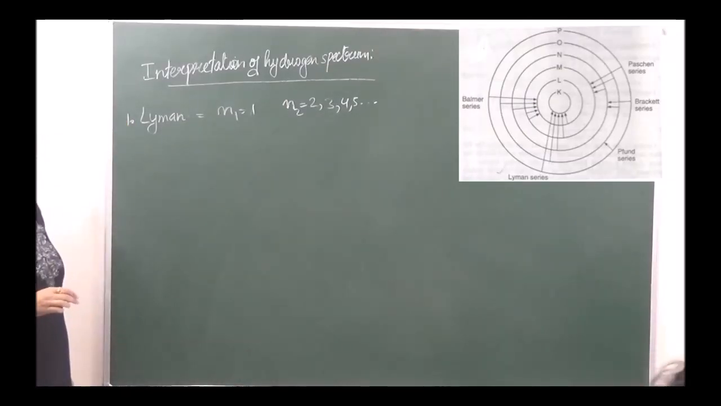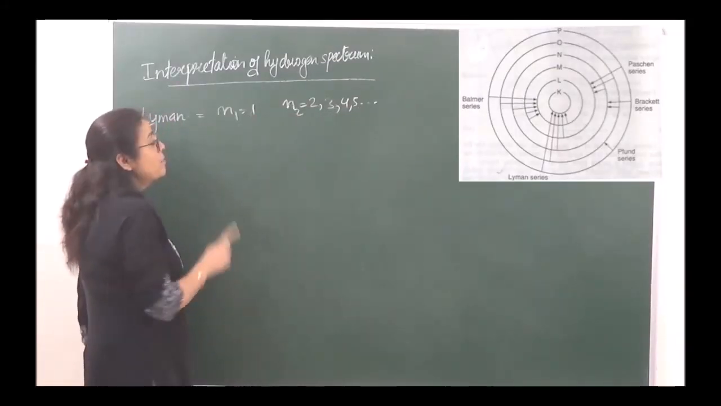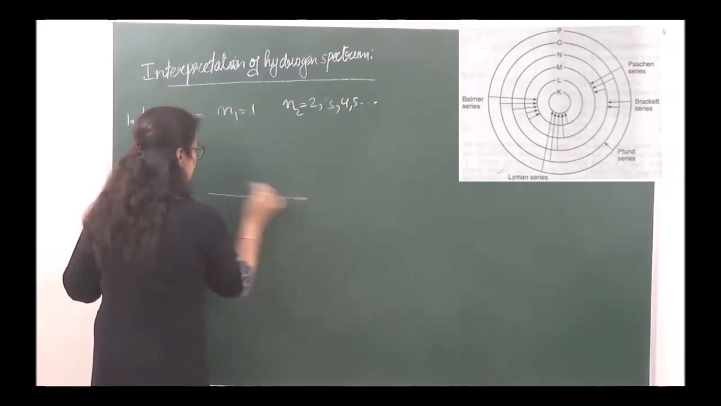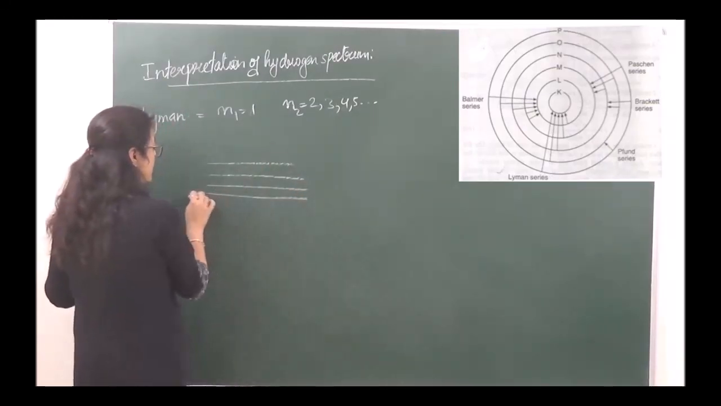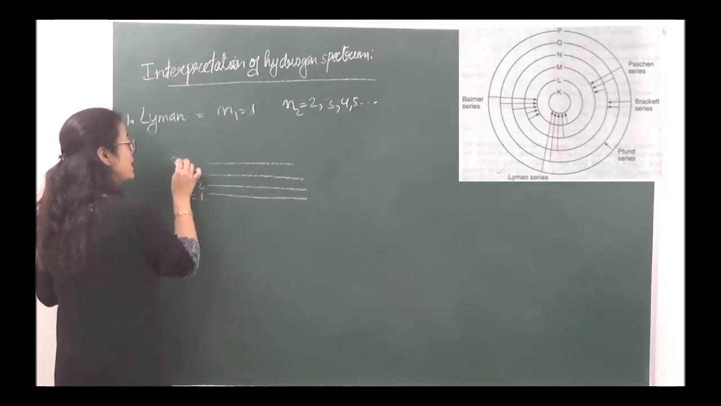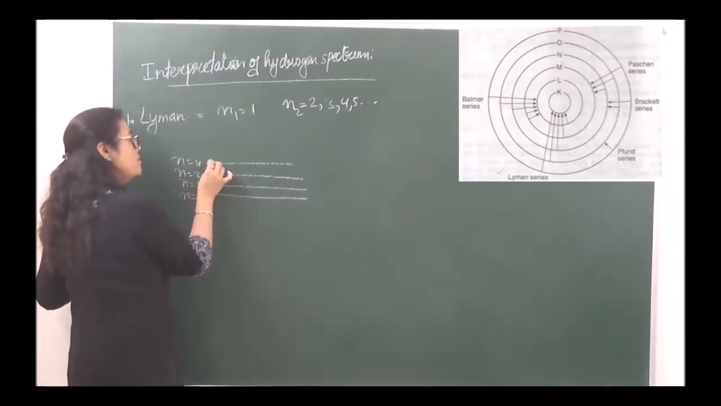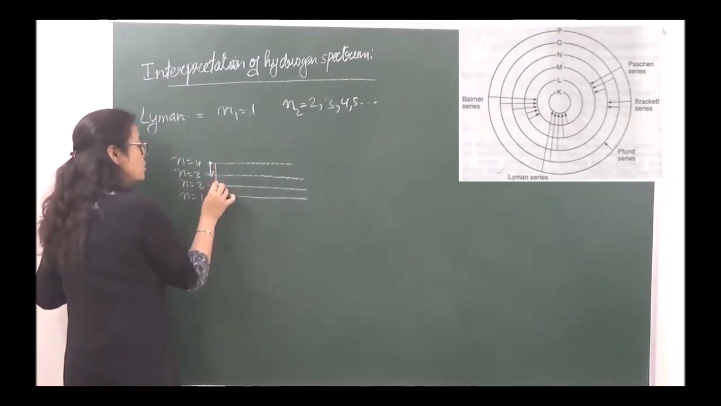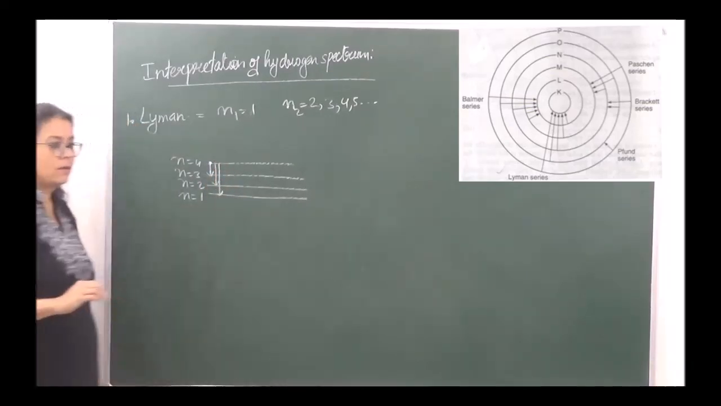When the electron comes back, it does not happen that it travels straight from fifth to first. There are many lines which can be observed. Suppose these are the 5 orbits which I am showing by lines, as also shown in the figure. For this n is equal to 1, for this n is equal to 2, n is equal to 3, and let's say n is equal to 4. Now if the electron is over here, it may jump to the third level only, it may jump to the second level, or it may jump to the first level.